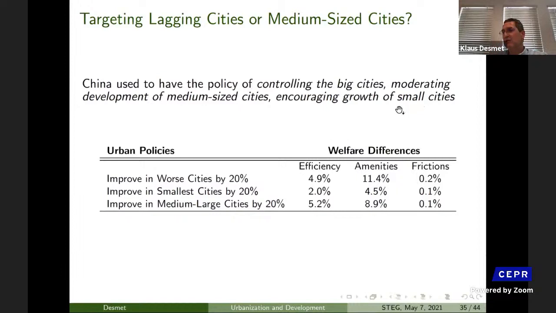So here's what you see. For instance, if you look at the first row of the table, this would be what happens if I take the worst cities in terms of either efficiency, amenities, or frictions, and I improve, let's say, their efficiency by 20%, okay? Or I improve their amenities by 20%. What are the welfare effects in the aggregate? You get a 5% welfare increase, and an 11% welfare increase in amenities, versus if you target the same type of policy at the smallest cities. So you improve small cities by 20%. You typically get smaller effects.